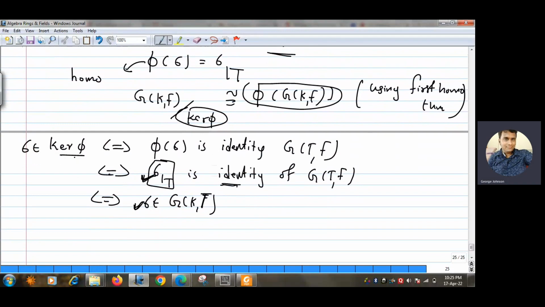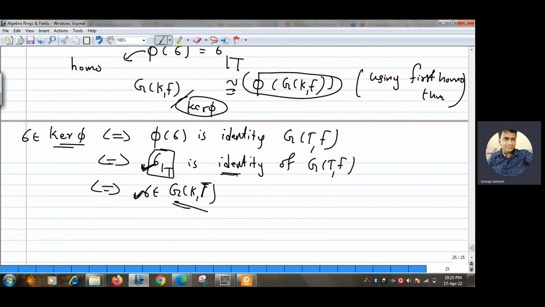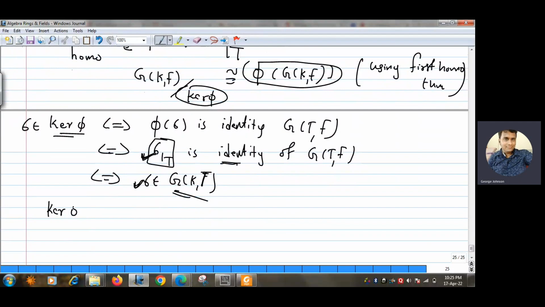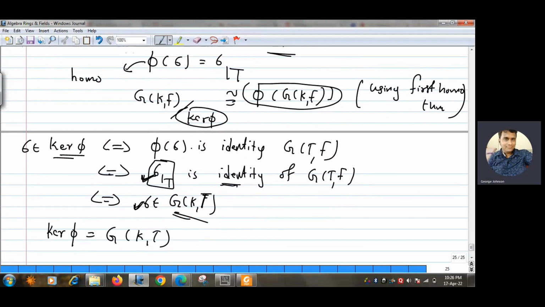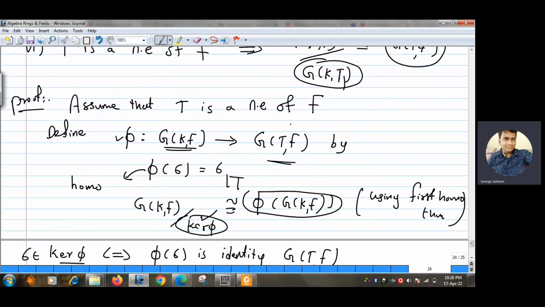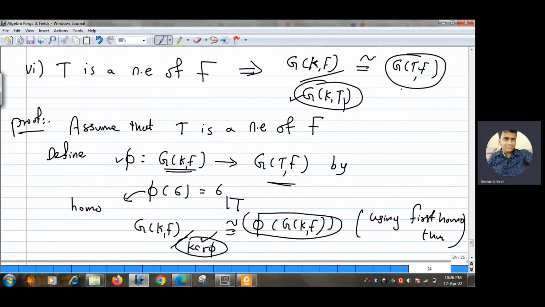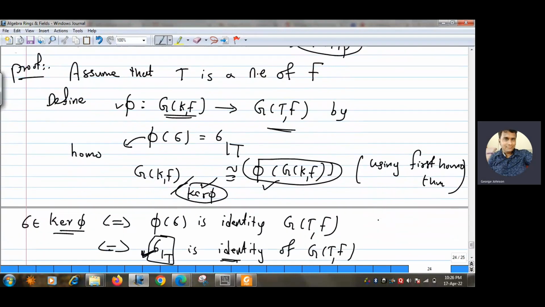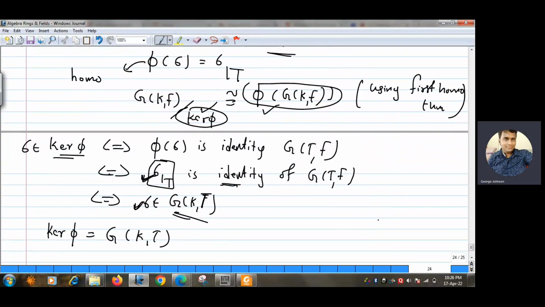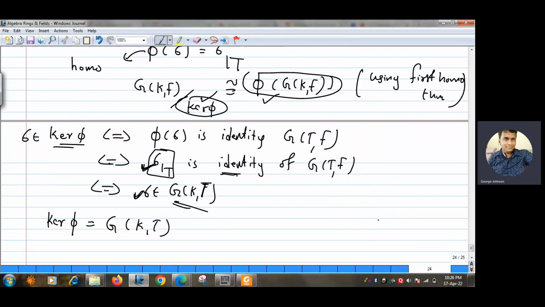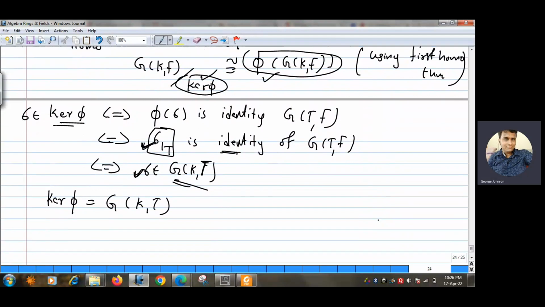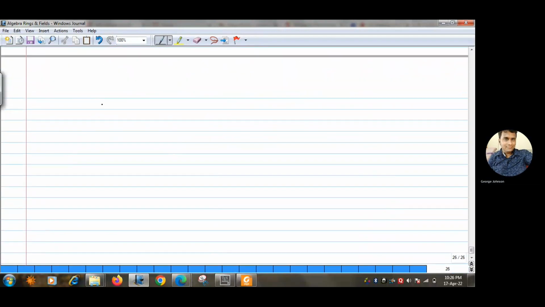That means I proved that every element of the kernel is the same as an element of GKT. So what we have actually proved is that the kernel of phi is the same as GKT. So you can see that we have proved the first equality, that the kernel of phi is the same as GKT. So all I need to now prove is that GTF is the same as phi of GKF. We'll prove this in a unique way. That means in short we have to prove that phi is an onto map.